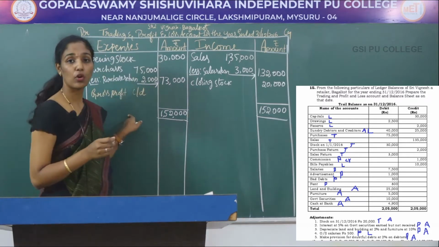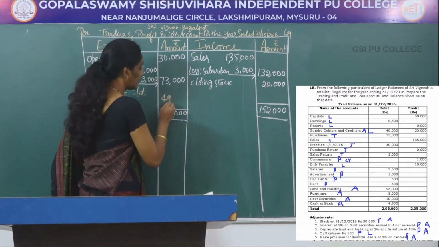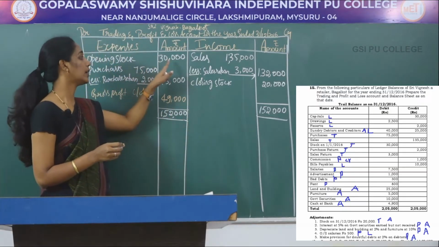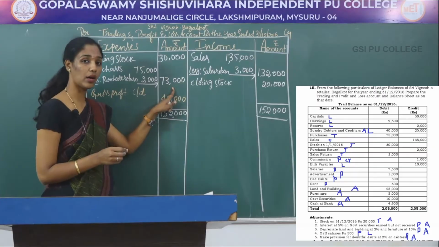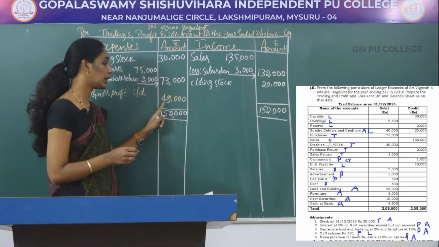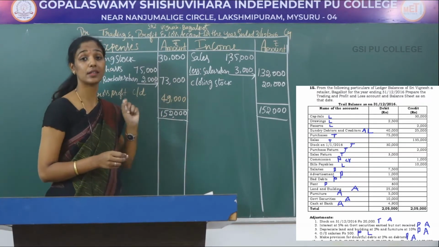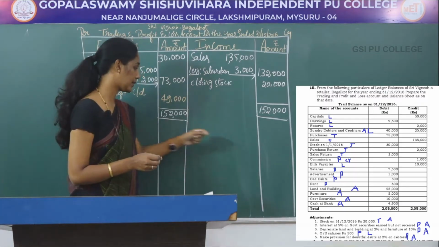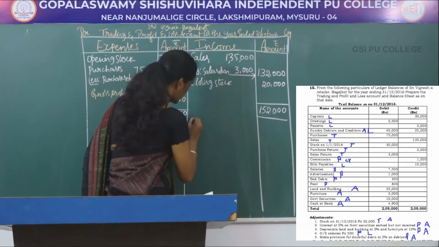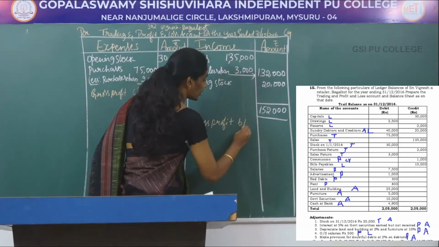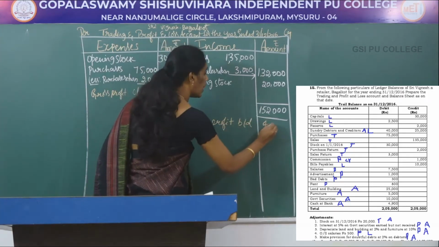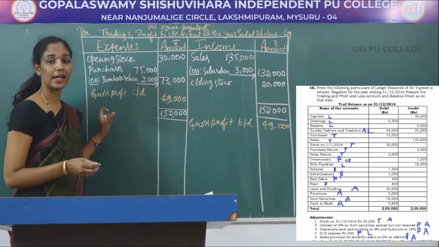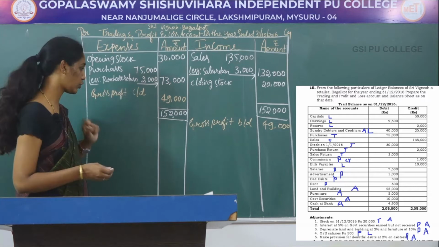What is the amount of gross profit? 49,000. From 1,52,000, subtract 30,000 plus 73,000, you will get 49,000. This is nothing but the gross profit of the business. So now it should be carried forward to the credit side. Gross profit brought down. Write the same amount, 49,000. So now let's start writing the items belonging to the profit and loss account.